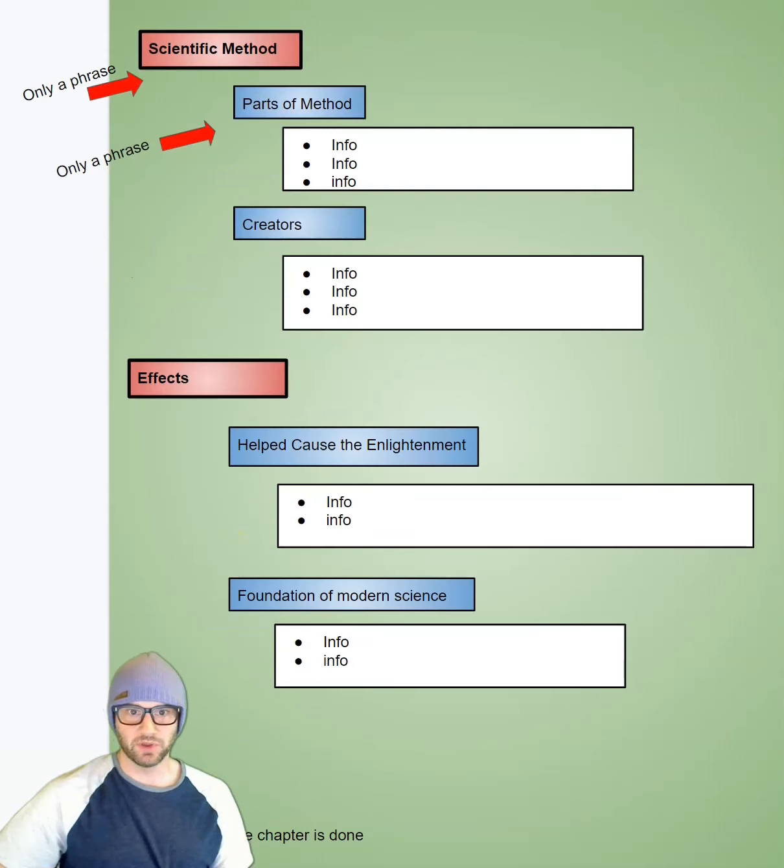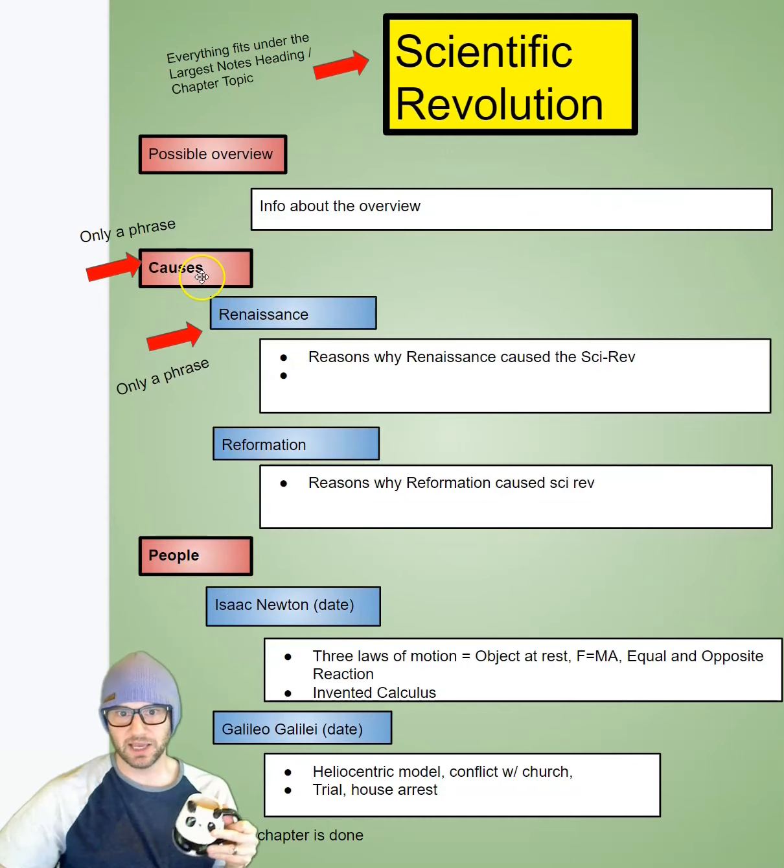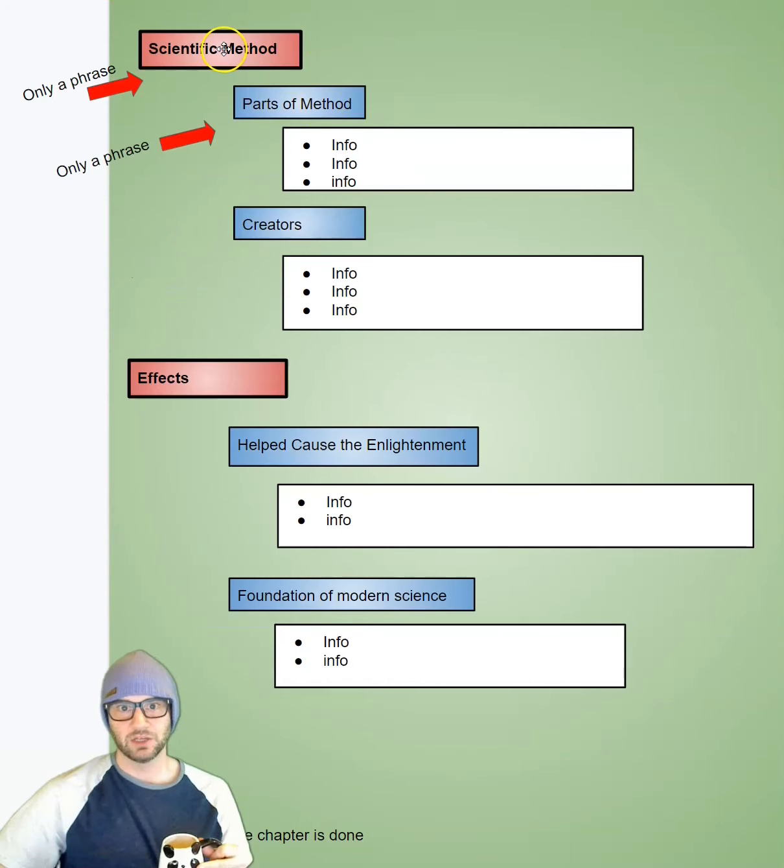And once I'm done with the people, maybe I want to take notes on the scientific method. You see, the scientific method is not people and it's not causes. It deserves to be its own subheading under the scientific revolution. So the scientific method is either going to just be notes on the scientific method, or I could divide it into two parts, the method and take all the information, and then the creators of the method. It's really up to me.